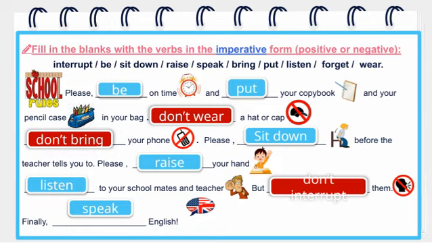Be respectful to your classmates and teachers and listen to what they say. But don't forget to be polite and kind, and avoid interrupting or talking out of turn. Finally, always remember to speak English. This helps us practice and improve together as a class. So, let's follow these simple rules to make our classroom a better place for everyone.